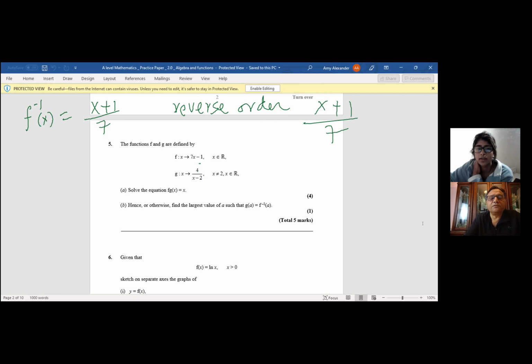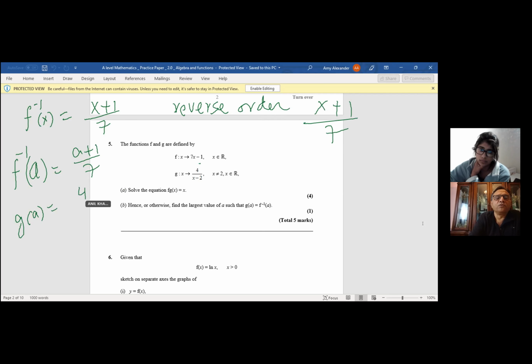So f inverse of a will be (a plus 1) over 7. Is that clear to you? And g of a is, replacing x with a, 4 over (a minus 2). And both are equal. So let's put this as (a plus 1) over 7 equals 4 over (a minus 2).